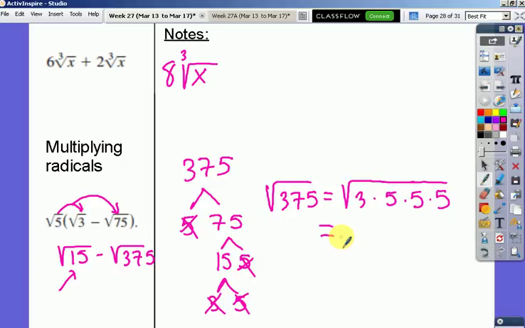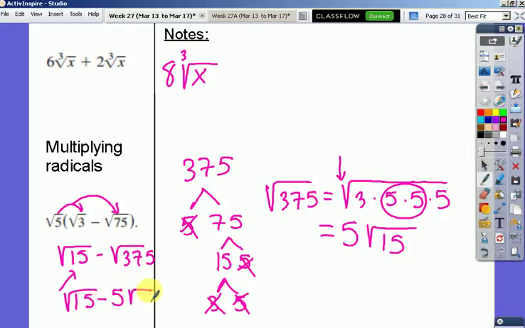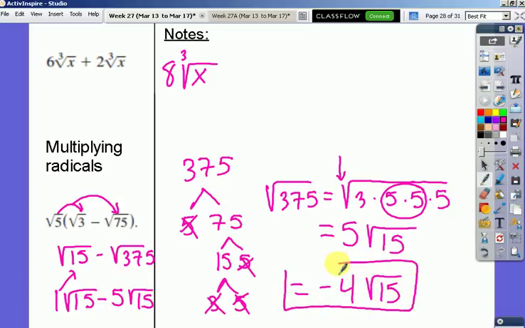Yep, because you have an index of 2. So I have what on the outside? 5. I have 1 pair of 5. And what on the inside? 15. So, guess what? I can combine root 15 minus 5 root 15. So that's like 1 minus 5, which is negative 4. So this is negative 4. Let me let that soak in.